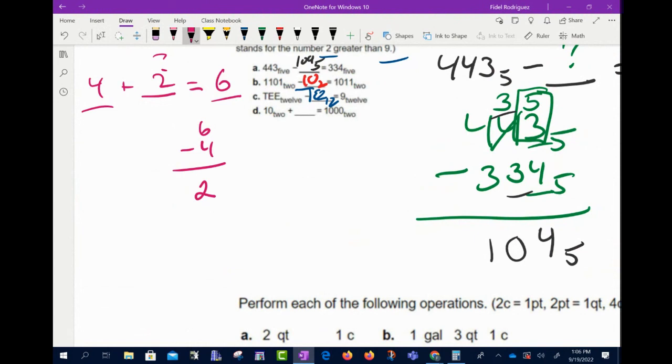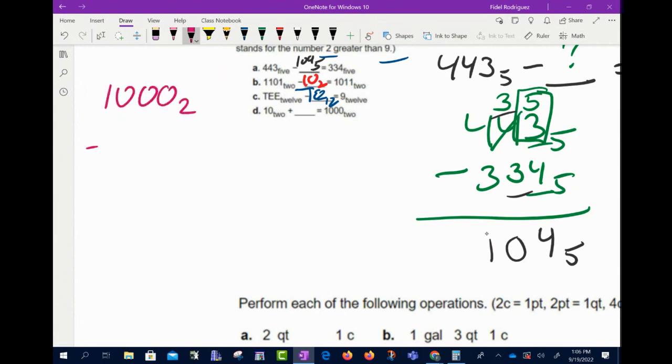Again, I'm doing it this way so that I have an idea on how to approach part D. Because sometimes when we're dealing with different bases, we forget the whole idea of what it is we're trying to do. So if I can think about a similar problem in base 10, then I know what I'm going to do here in base 2. So first thing, let's take the answer that we ended up with, which was 1,000 base 2, and we're going to subtract 10 base 2.